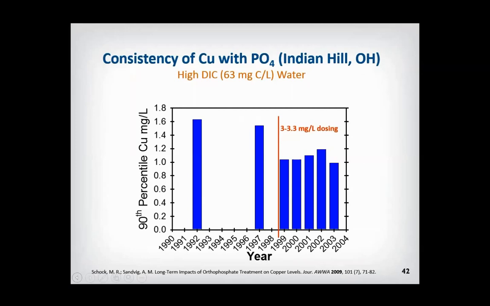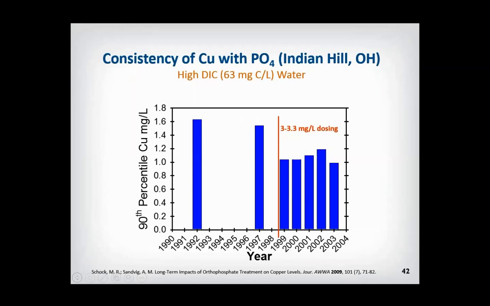DIC, just as a reminder, means dissolved inorganic carbon. That's the sum of all of the carbonate species that are in the water, so it would be bicarbonate, carbonate ion, and carbonic acid all put together. This is a field study we did at Indian Hill, Ohio, which is a high alkalinity groundwater. DIC in this one is 63 milligrams per liter. In this water, pH is about 7.3, and that translates to an alkalinity of a little bit over 300 milligrams per liter.